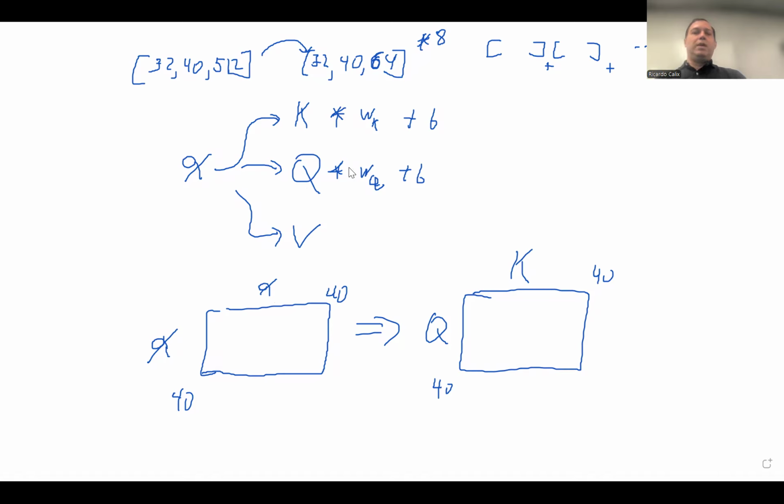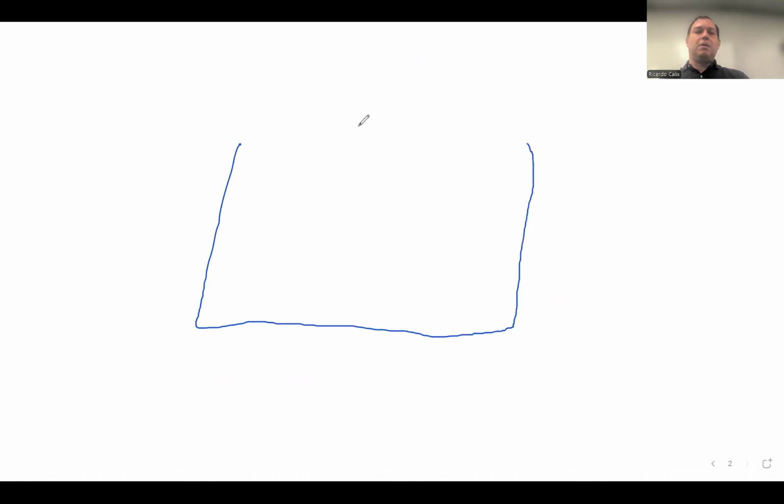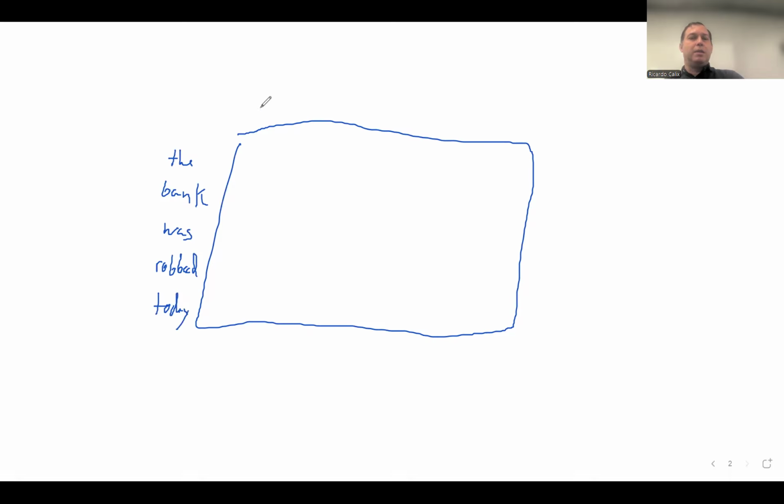Now we can imagine this with an example. The bank robbed today. You see that? And then this one, the bank was robbed today. This is kind of what's happening. Just remember, it's actually embeddings in there, not integers, right? And so you have to think about all of those things.